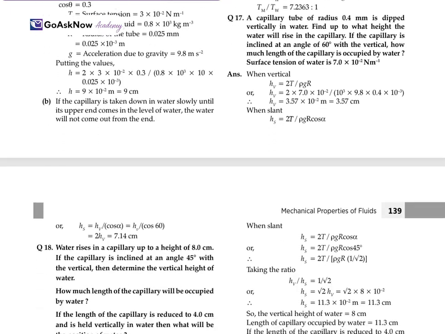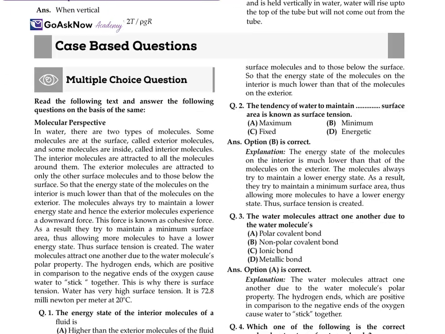These all are totally the same. Somewhere you'll have to find the height, somewhere you'll have to find the energy, somewhere you'll have to find the work done and all. So on the basis of the surface tension formula, area of a small drop and all, you can easily calculate these things.